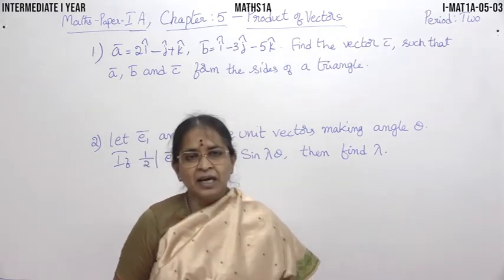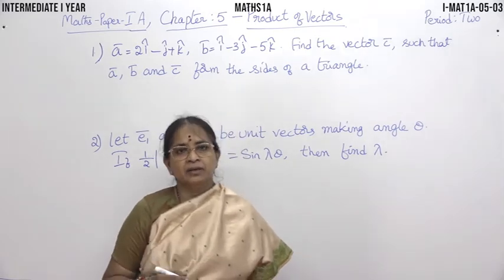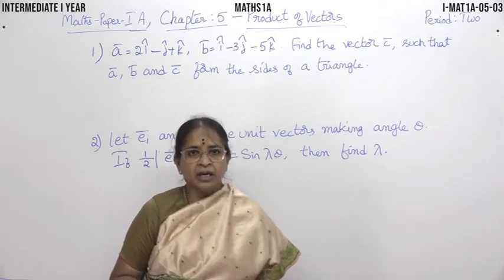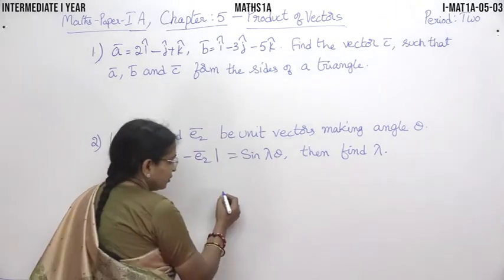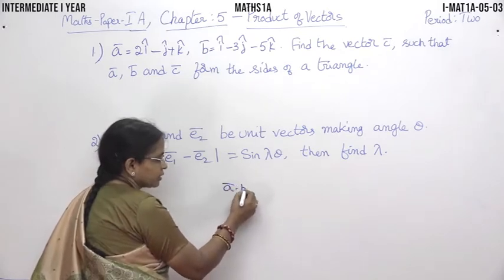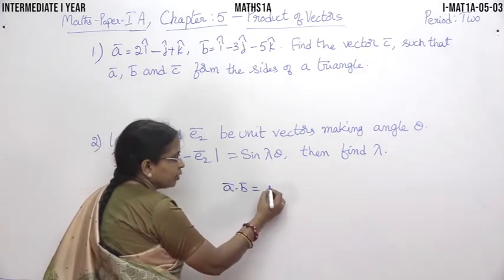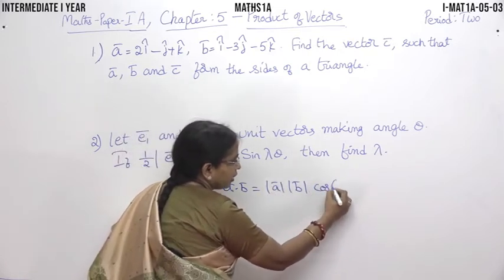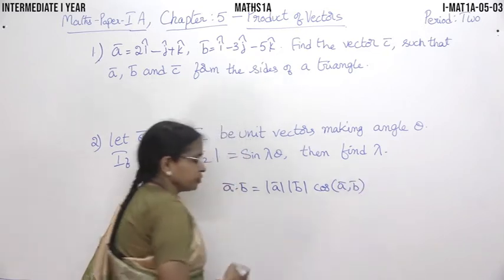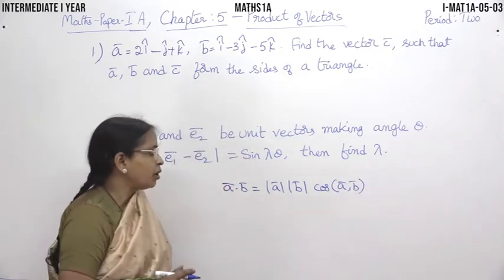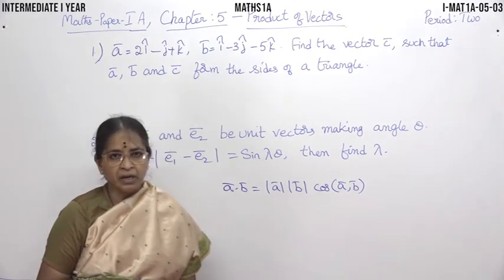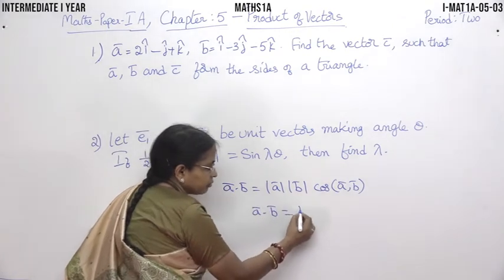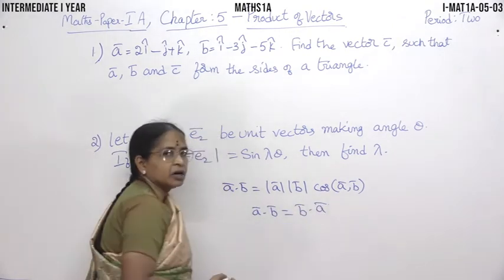Now, in the last class, you studied about the properties of scalar product. When A and B are two vectors, A dot B is given by the formula mod A into mod B into cos of angle between A and B. This is the definition. And we also learned the property that A dot B is equal to B dot A.